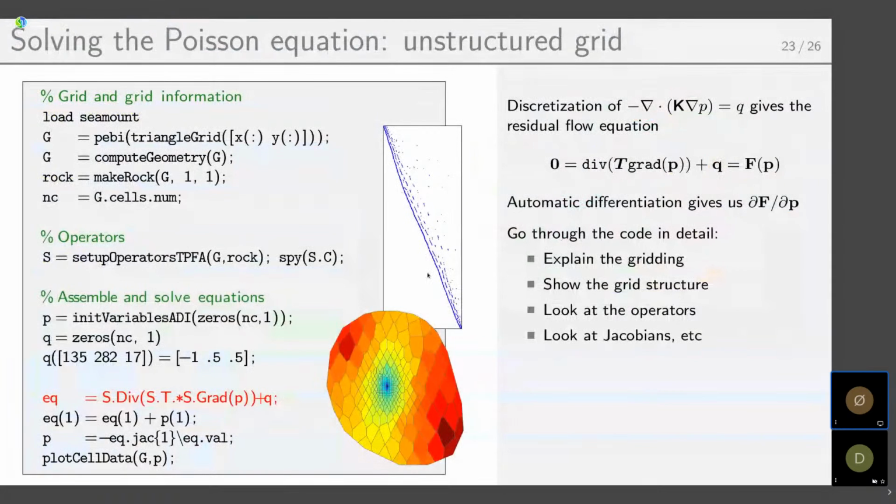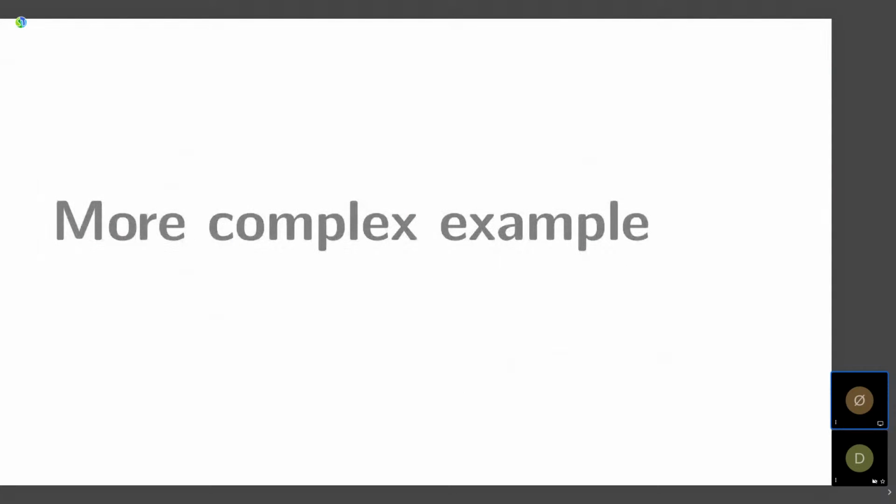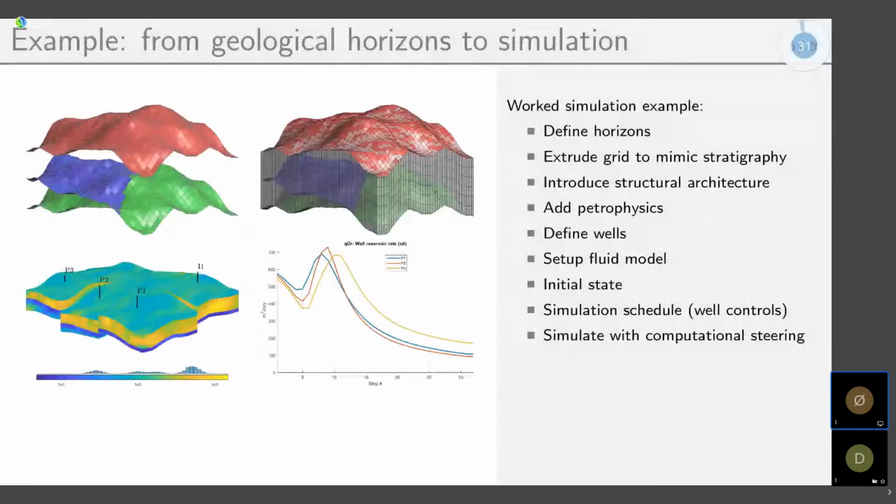So that's essentially what I was planning to talk about regarding the numerical framework in MRST. And now I'll use the remaining time to go through a more complex example, in which we look at more advanced usage of MRST, and go through a worked simulation example, where we're going to start by defining a few horizons, and then extrude this grid in order to mimic stratigraphy. We'll introduce some spectral architecture, add petrophysics, define a bunch of wells, and then set up a fluid model, an initial state, and simulate this whole thing.